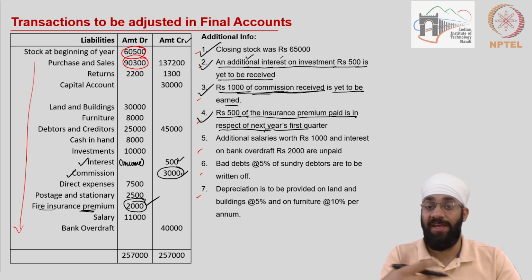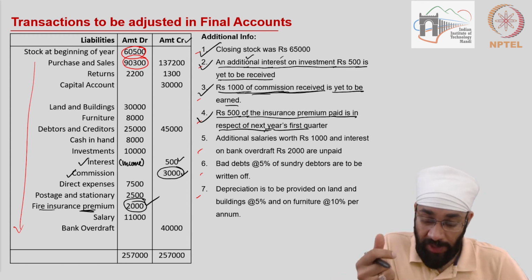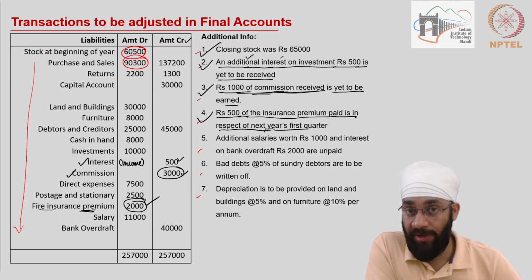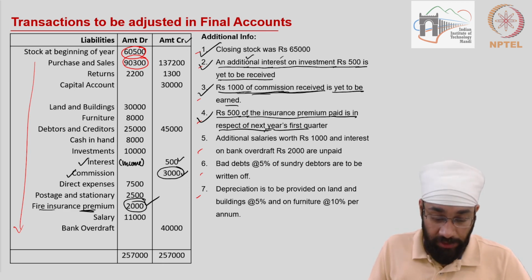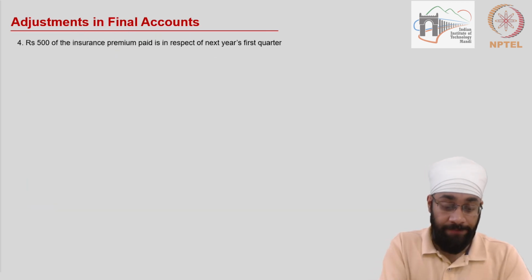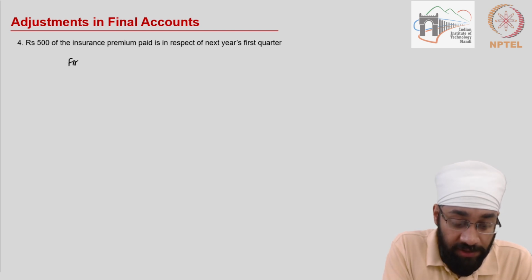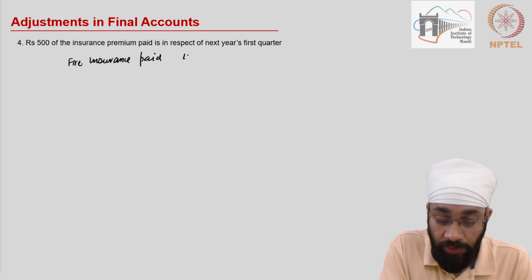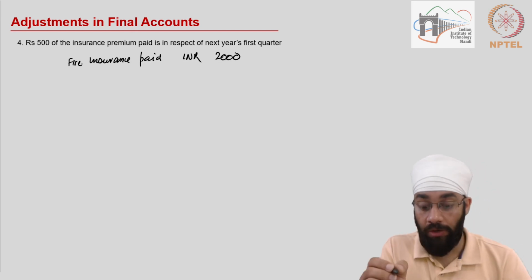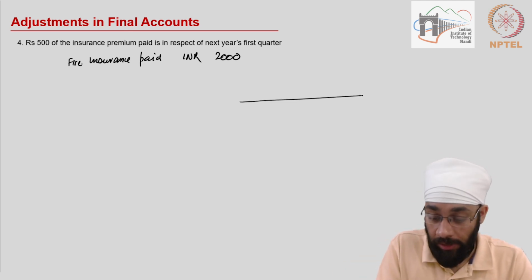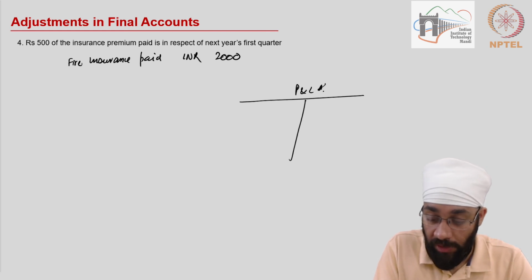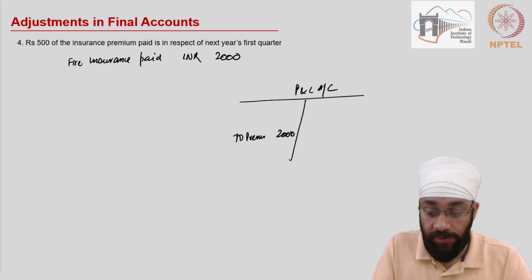If you have paid something for the next year, you have paid in advance. So anything which has been paid for the next year should not be counted as the expense of this year. So we need to make an adjustment for this. Let me go to the relevant slide here. So the fire insurance that has been paid is amount 2000. And right now, if the adjustment is not made, we will show this full 2000 in the income statement, in the profit and loss account. We will show insurance premium, let me just write it in short, and 2000.